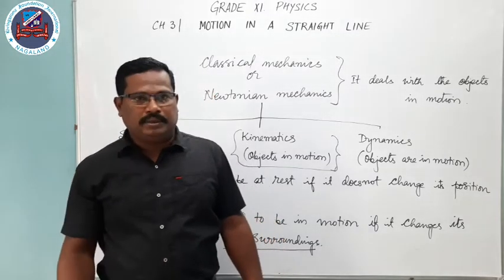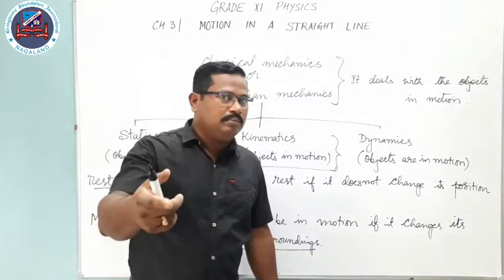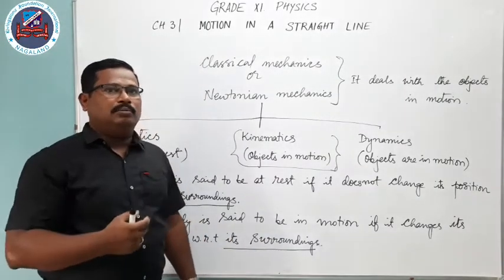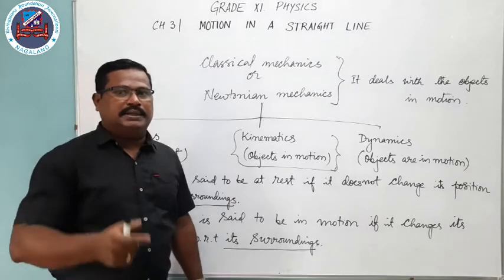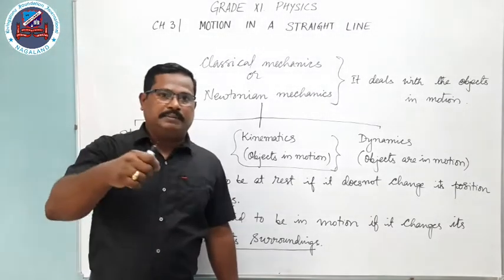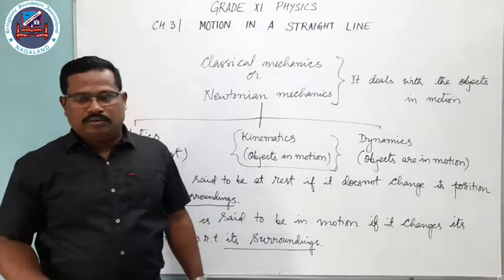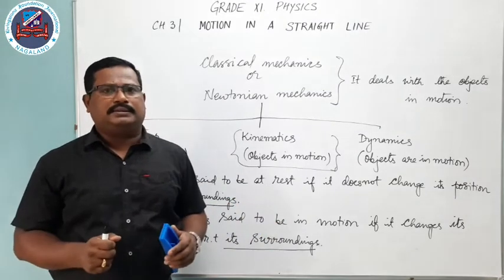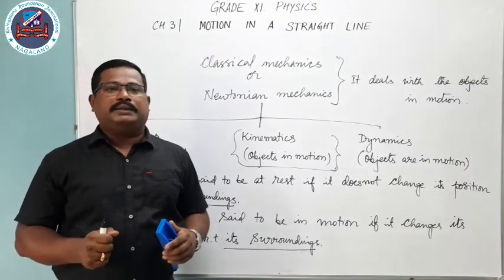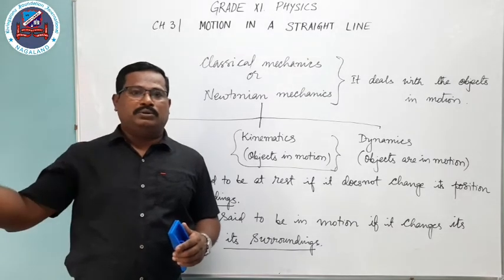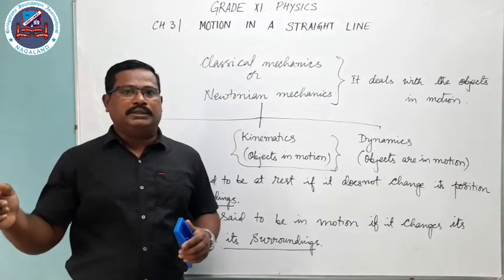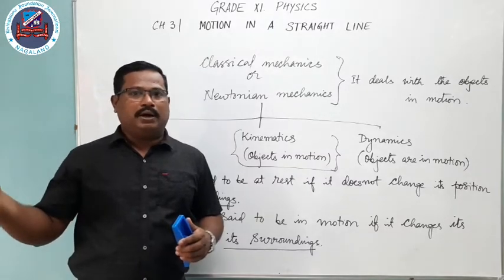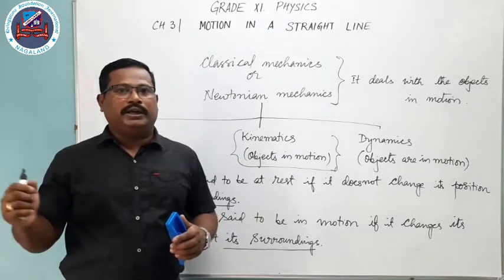So one object may be at rest with respect to some object, but with some object it may be in motion. You can take some examples. Suppose you are sitting inside a bus. With respect to your neighbors, those who are sitting nearby you, you are at rest. But with respect to the road, the electric pole outside, or nearby houses, you are not at rest. With respect to the electric pole, the nearby houses and the road, you are in motion.